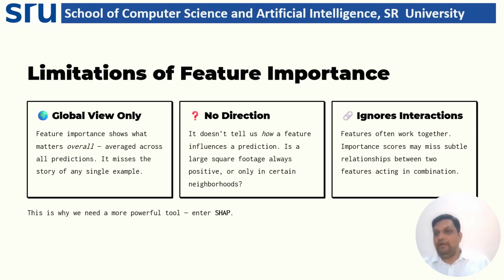In other words, we can say that feature importance has certain limitations. It gives only a global view. It doesn't show direction, positive or negative impact. It ignores interactions between features. So we need something more powerful, and that brings us to SHAP.